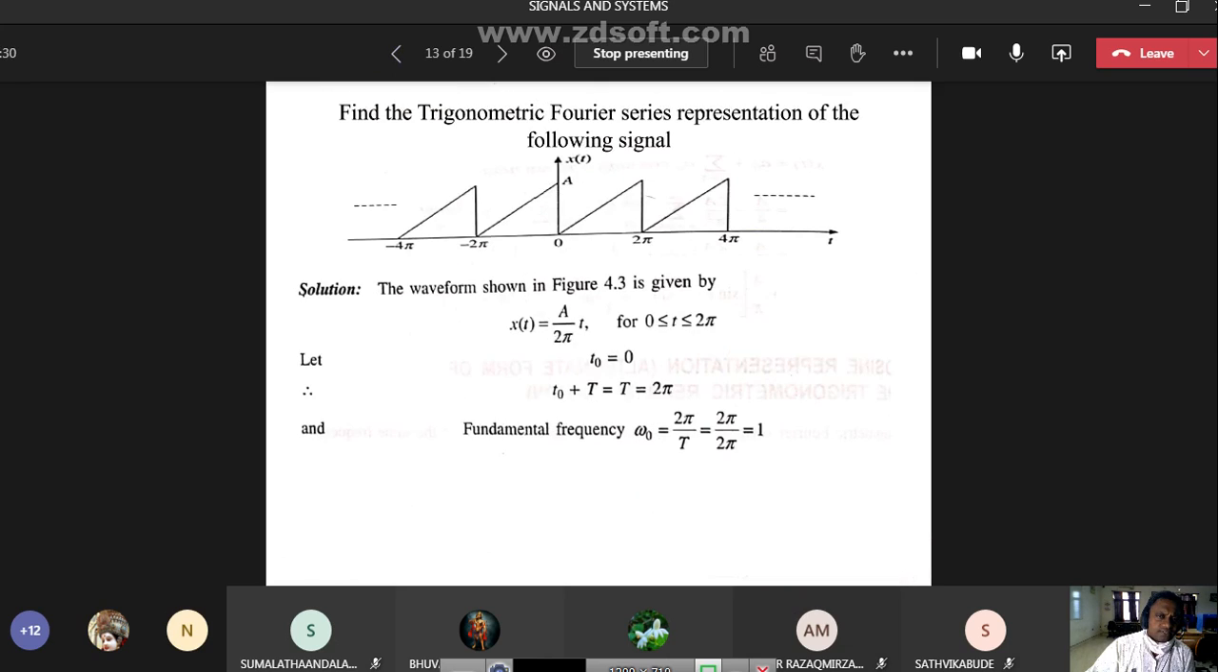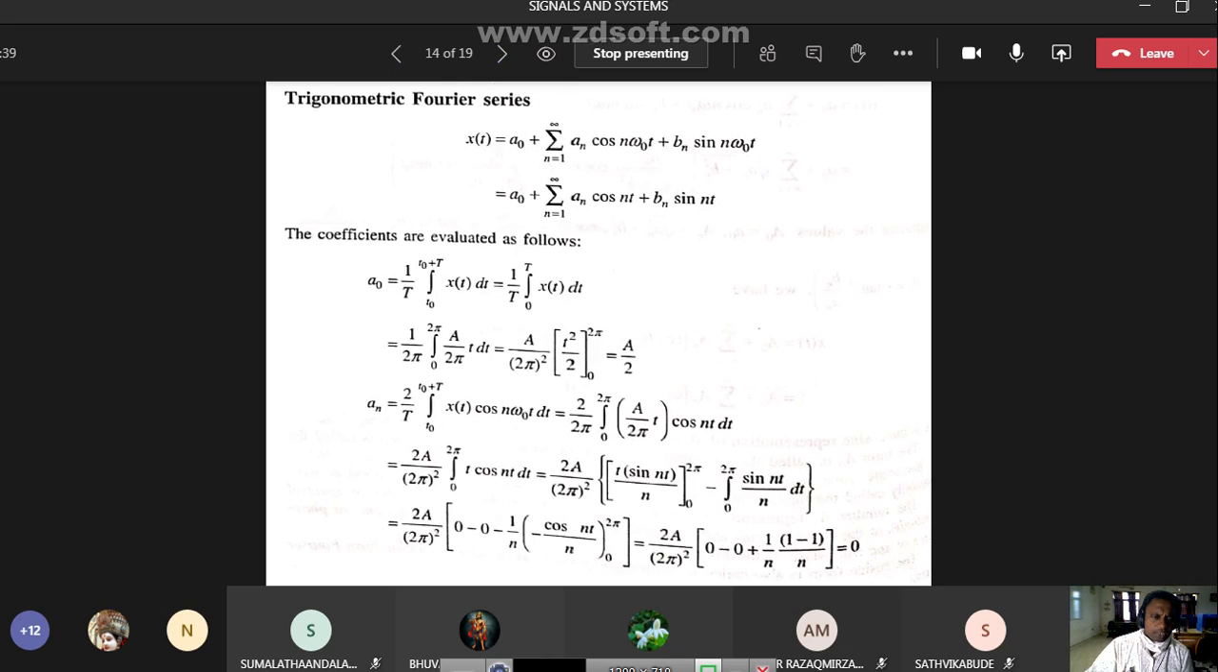What is the given signal? This is the given signal, a sawtooth waveform. Okay, this is a sawtooth waveform, and for this the DC component is A by 2. Are you clear, all of you?